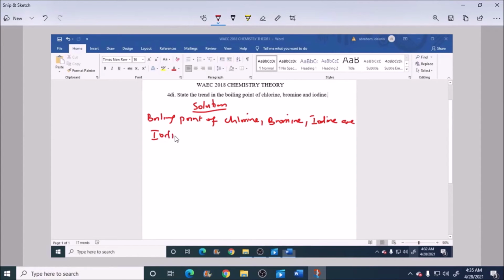We are going to have iodine to be the first one, so greater than bromine, then bromine greater than chlorine. So the boiling point of iodine will be greater than the boiling point of bromine, while the boiling point of bromine will also be greater than the boiling point of chlorine. So boiling point increases as given in the above.